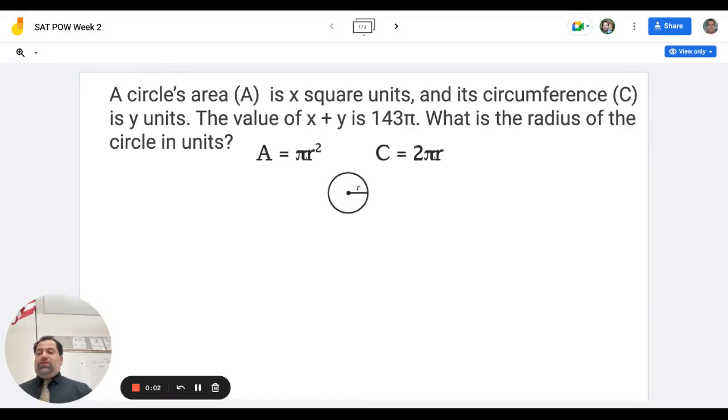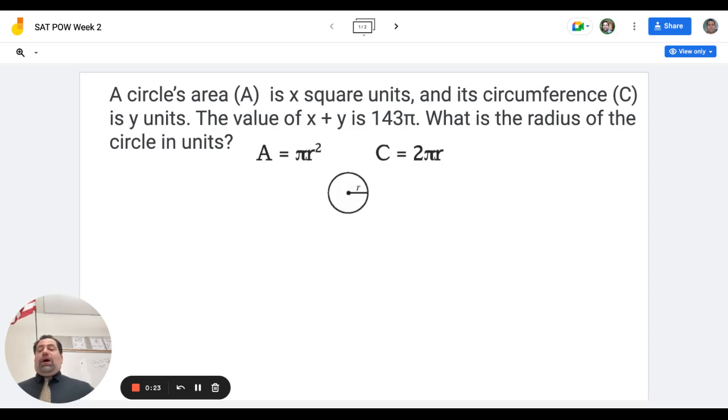Hello, everyone. In this video, we're going to do the answer to the SAT problem of the week 2. The problem reads, a circle's area is x squared units, and its circumference is y units. The value of x plus y is 143 pi. What is the radius of the circle in units?